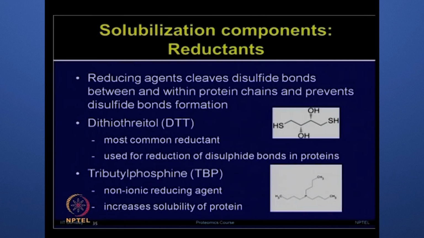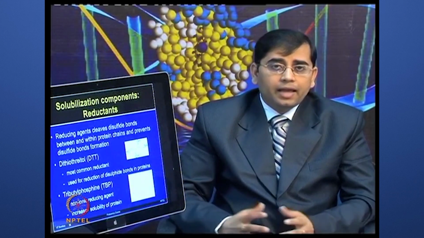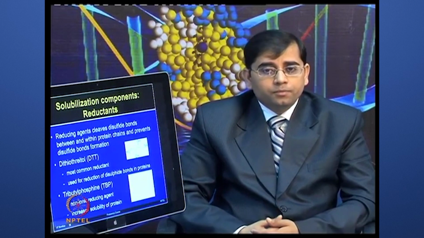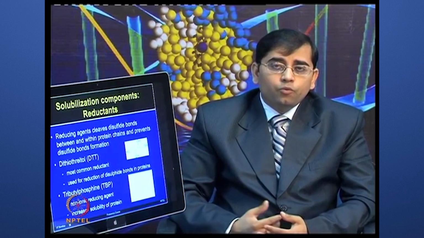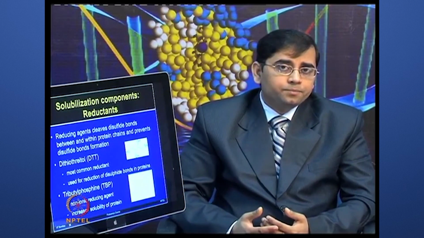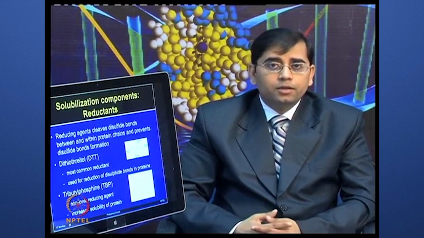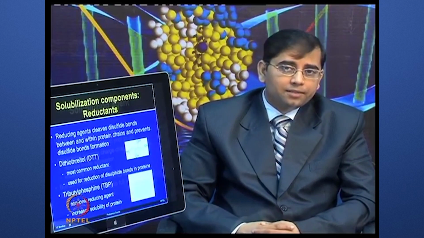Tributyl phosphine or TBP is one of the non-ionic reducing agents, another very commonly used reducing agent when the aim is to increase solubility of the proteins. Often it is used in the 2DE based gel based proteomic applications.